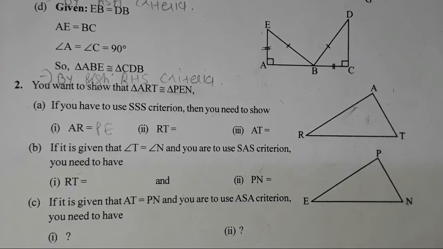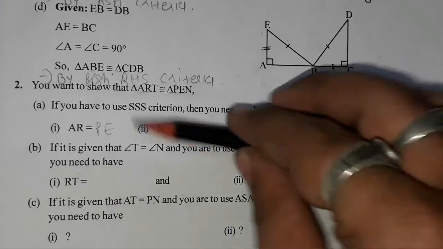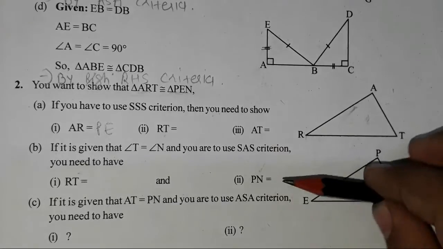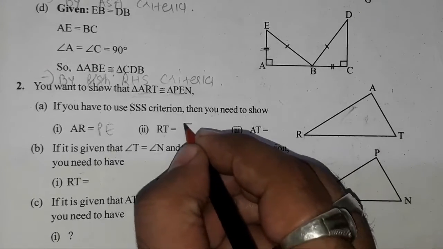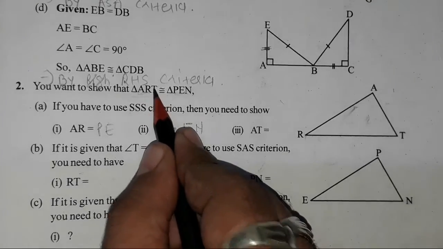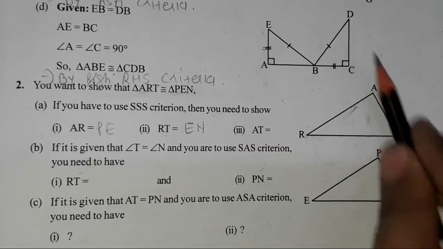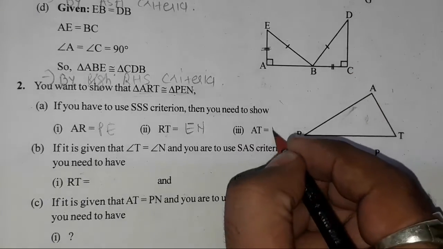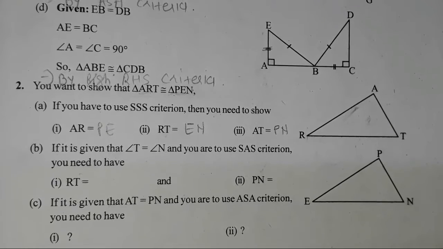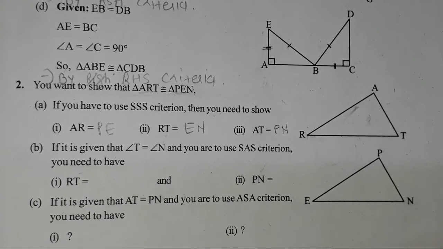Similarly for the next one, RT. Which side corresponds to RT? EN, in the second triangle. So here I will write RT is equal to EN. And for the last one, AT, the corresponding side is PN. So here we write PN. So in the SSS criteria, the three sides of one triangle are equal to the three corresponding sides of another triangle. Then these two figures are congruent.